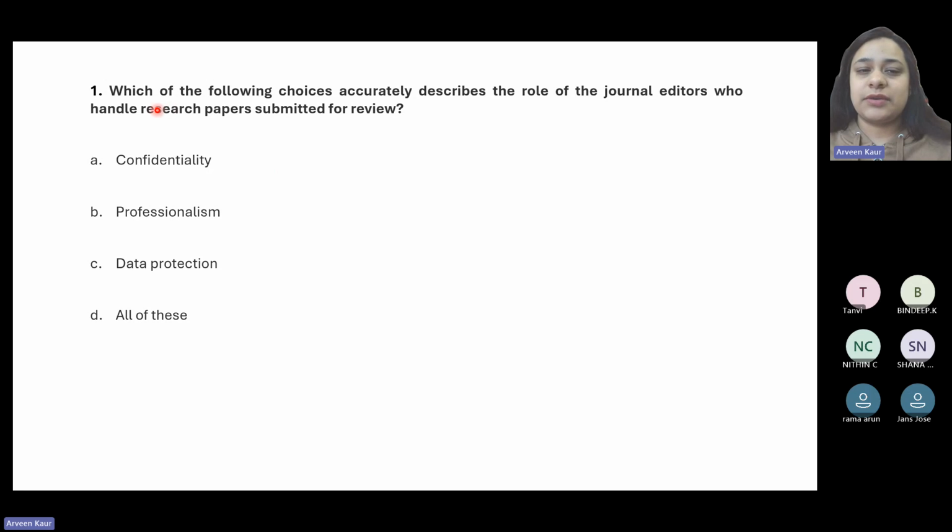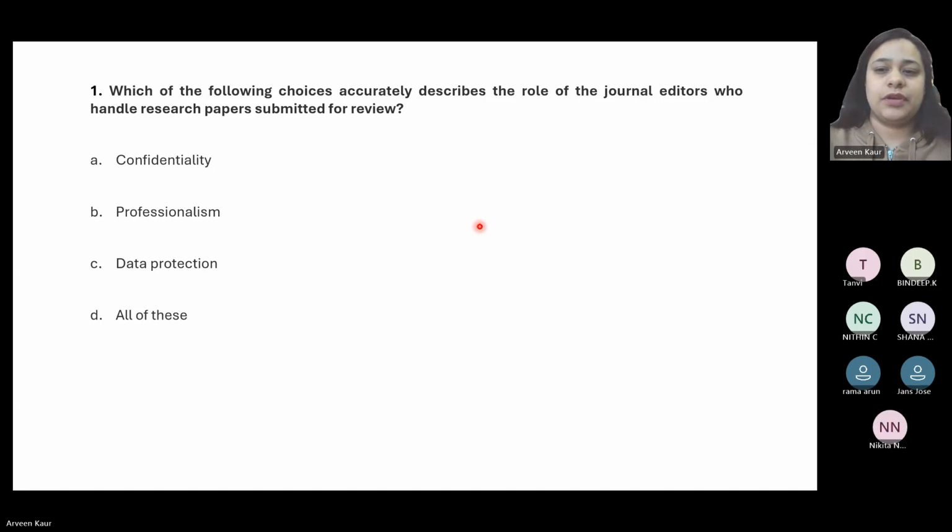Right? So, question number 1: which of the following choices accurately describes the role of the journal editors who handle research papers submitted for review? Is it confidentiality, or professionalism, or data protection, or all of these? Right? It has more to do with journal editors and the kind of role that these journal editors actually have, right? So the answer for this one is all of these, right?